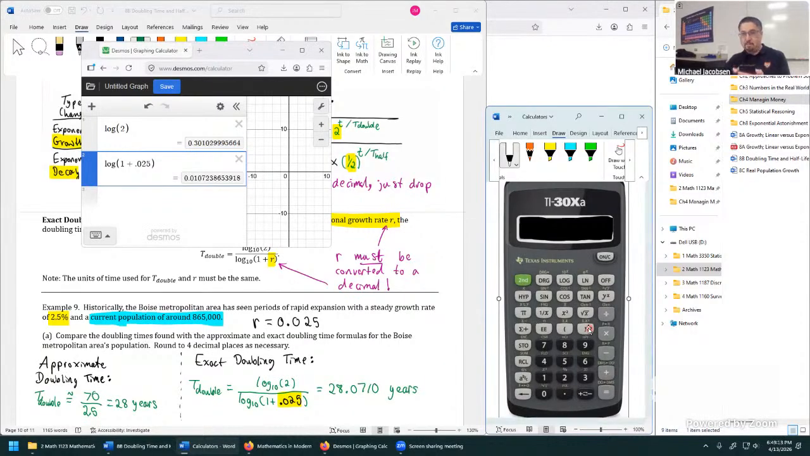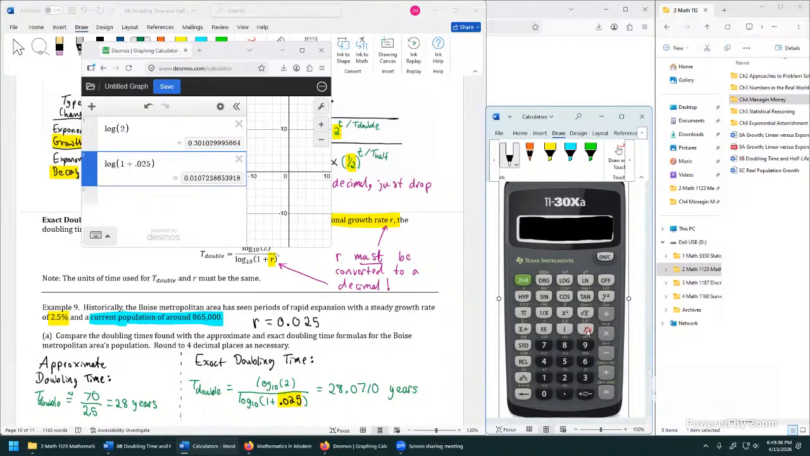Hang on, I think I messed it up. Let me try it one more time. It's 2 log divide by, then parenthesis 1 plus 0.025, then close the parenthesis, and I should be looking at 1.025. That's what you should have at that step.